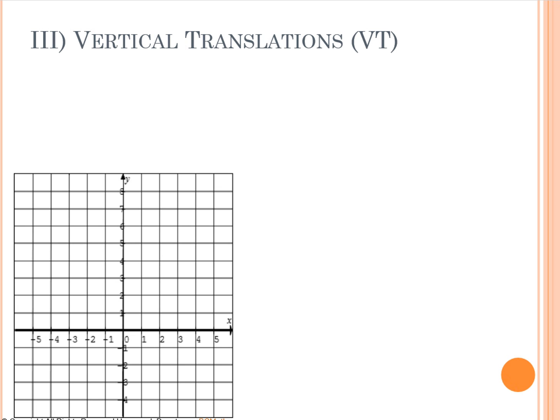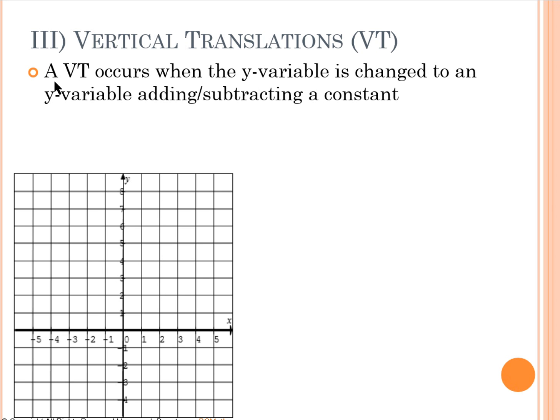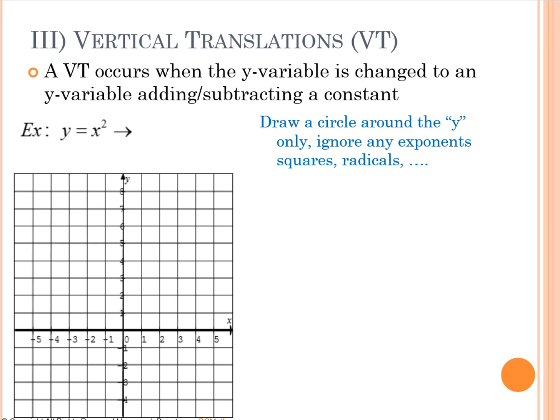So when I'm talking about vertical translations, sometimes you'll see the word VT. So VT stands for vertical translation. A vertical translation occurs when the y variable is changed to a y variable adding or subtracting a constant. All right, so what does that mean? So for example, if I have y equals x squared, if I circle the y variable only, if that y variable is being affected by another constant, then that means I have a vertical translation.